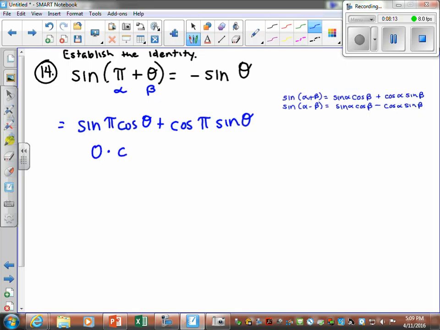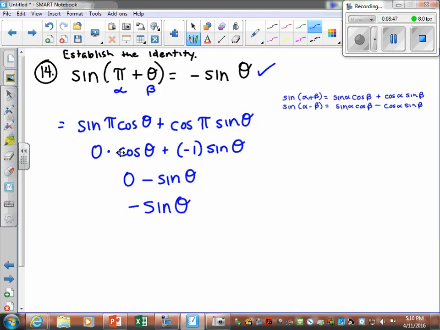Good, 0. So cosine alpha, I don't have an alpha, so I'm just going to leave it alone. I don't have a theta, I'm just going to leave it alone. Plus, what is the cosine at pi? We can evaluate that one, that's -1. Since I don't know what theta is, I just leave it sine of theta. So 0 times anything is just 0. And over here, that's just going to be minus the sine of theta, which simplifies to negative sine of theta, which verified what we wanted it to.